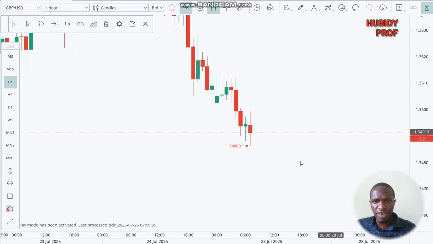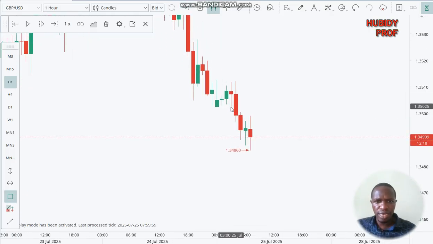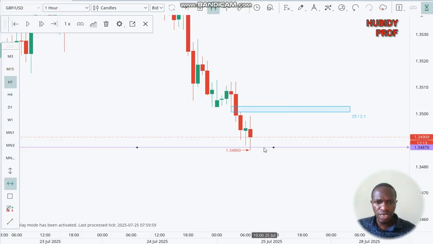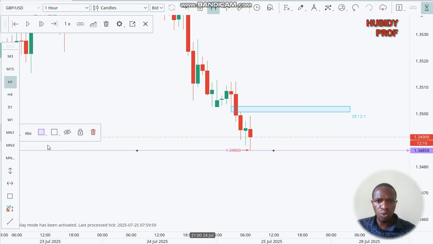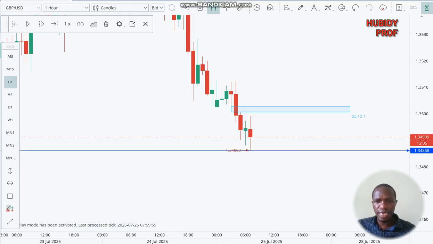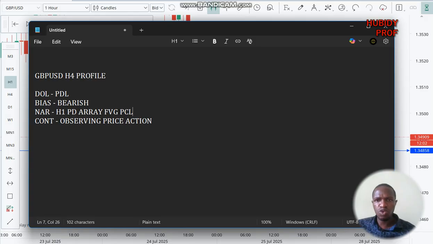Let's see if we have any PDRAs in this price leg. Looking at it keenly, you can see there is a fair value gap here, and you can also see the previous candle low. So from our narrative, we switch to our context, and our context is M15. This is where we just observe price action. We want to see how price is reacting on the PDRAs that we marked on our narrative.